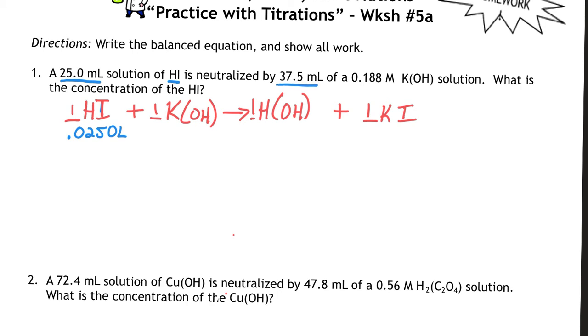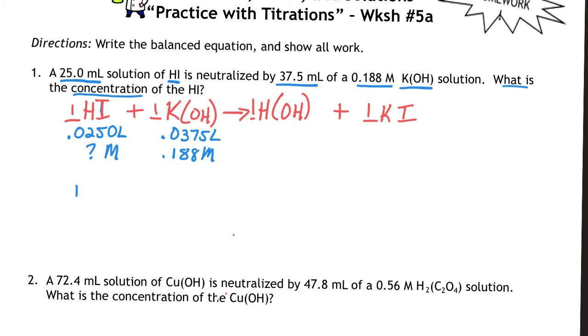Now I'm going to read across here. I've got 37.5 milliliters of a 0.188 molarity potassium hydroxide. So those numbers are going to go with this. Again, I'm going to convert it to liters. 0.0375 liters. And my strength is 0.188 molarity. And it says, what is the concentration of the HI? Well, that's got to be my molarity. So I've got to solve for molarity.